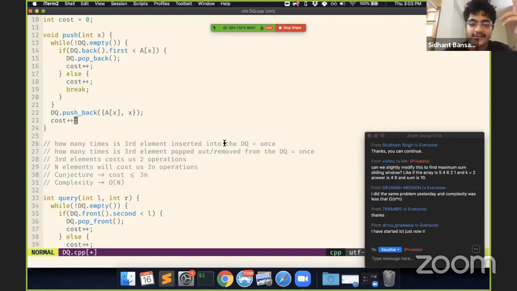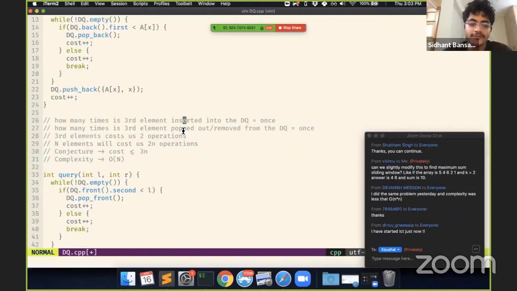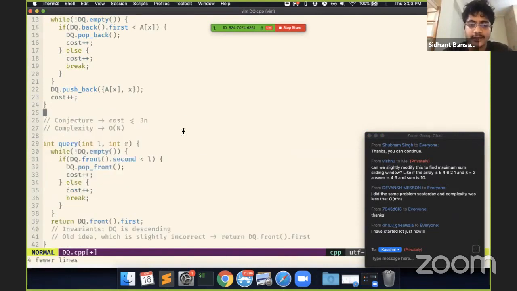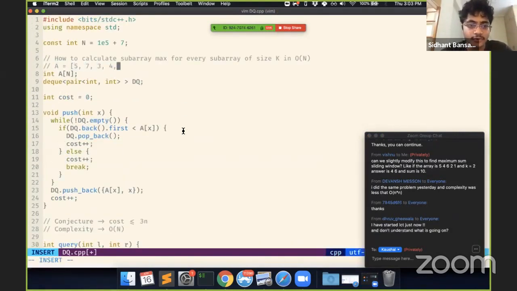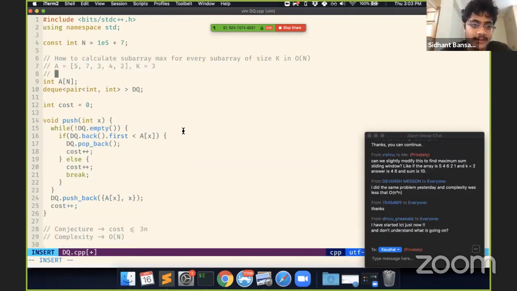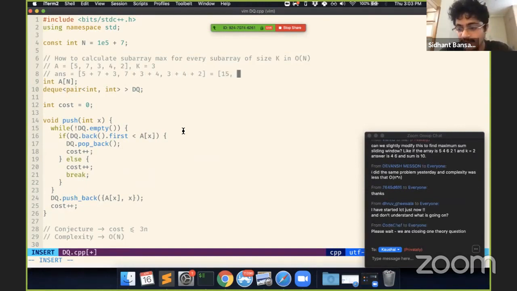Okay, but the way I understand his question is that he's basically asking, what if we wanted to find range sum? Let's say the array is 5, 7, 3, 4, 2 and k is 3. Then our answer will look like this. Initially it will be 5 plus 7 plus 3, then 7 plus 3 plus 4, then 3 plus 4 plus 2, which is 15, then 14, then 9.